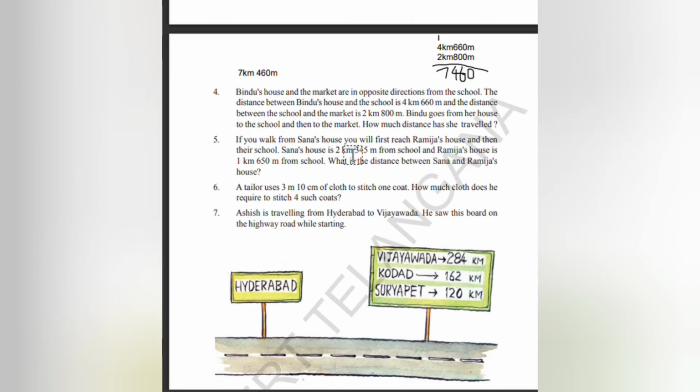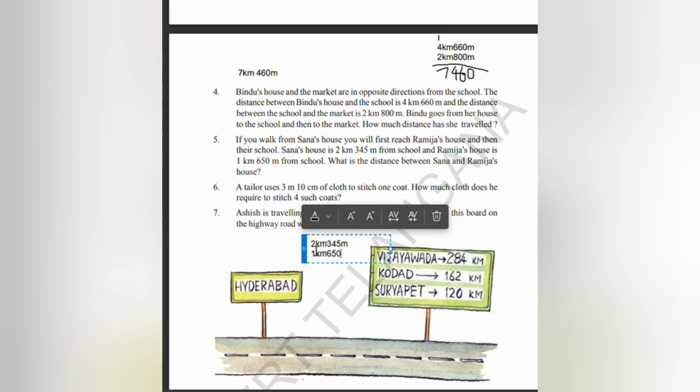That is, if you walk from Sana's house, you will first reach Remija's house and then their school. So we can write here the data that is given. That is 2 kilometer 345 meter. Remija's house is 1 kilometer 650 meter. What is the distance between Sana and Remija's house?